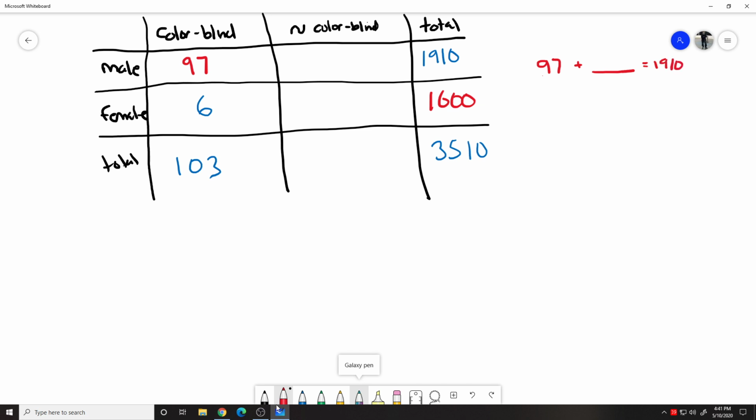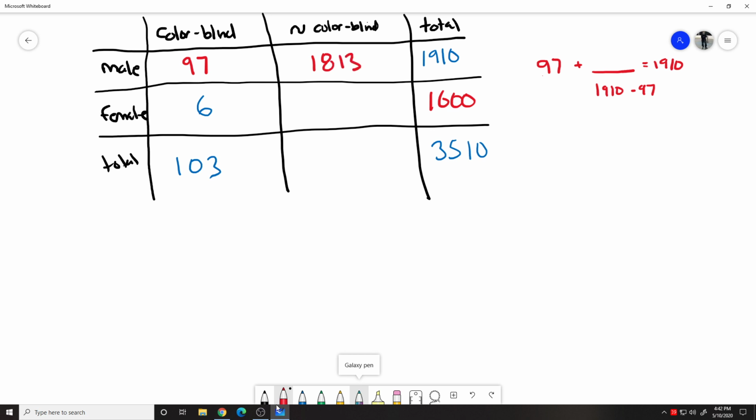So we'll just work backwards and we'll say 1,910 minus 97. Okay, so 1910 minus 97 gives me 1813.